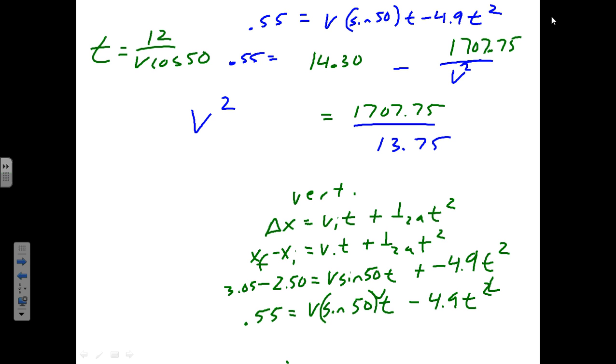And then since I've got v squared, I need to take the square root of both sides. And I end up with 11.1 meters per second. That's the velocity, the speed that the basketball player should shoot the ball at, assuming he's shooting it at a 50-degree angle and he wants it to go directly through the net. Hope that helps.